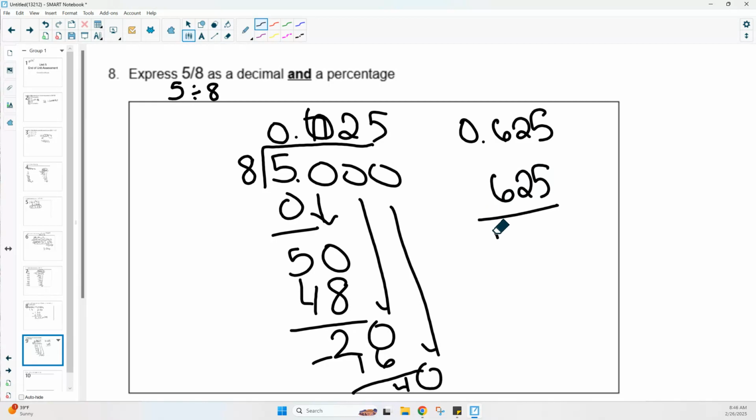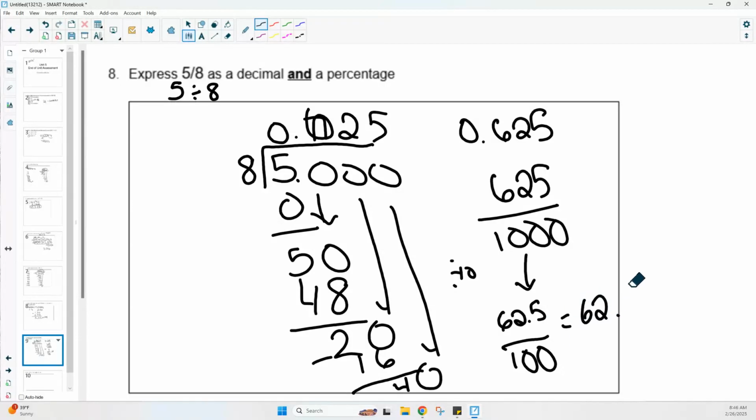We now need to turn this into a percentage. 625 out of 1,000, if we want a percentage, that means that we want a number out of 100. That means we need to divide by 10. 625 divided by 10 is 62.5 out of 100, so that is 62.5%.